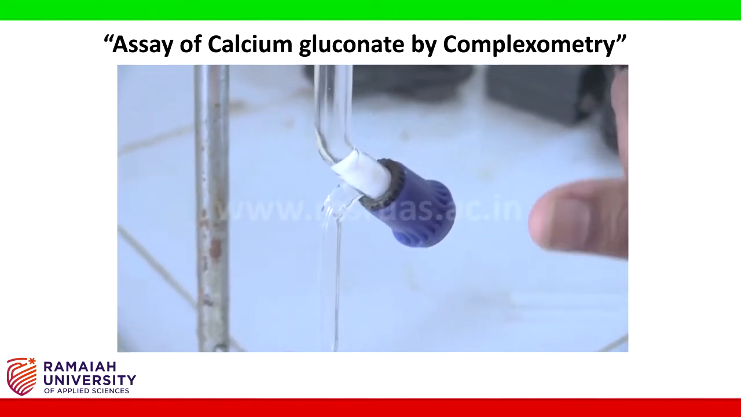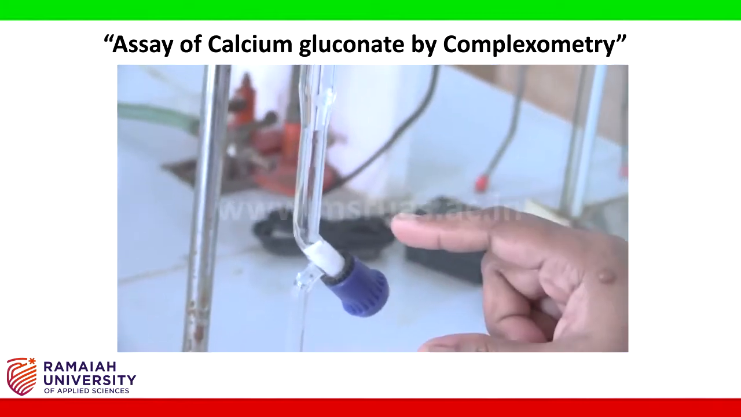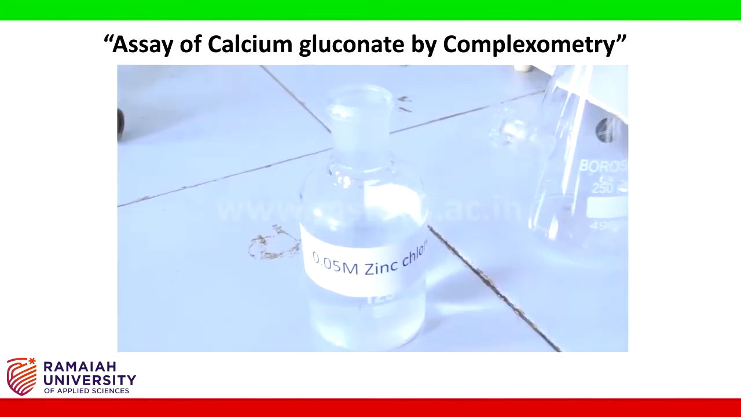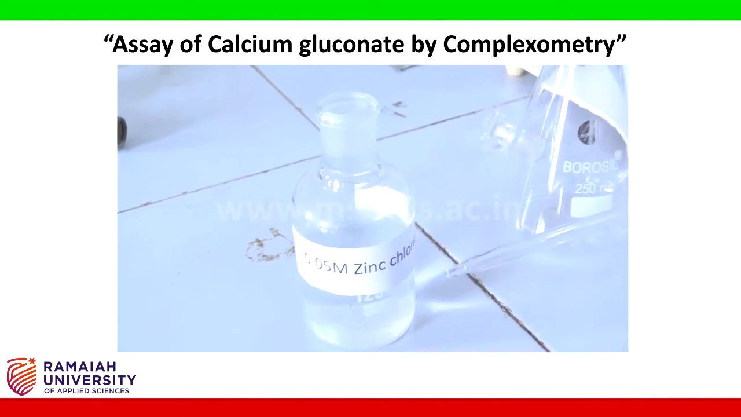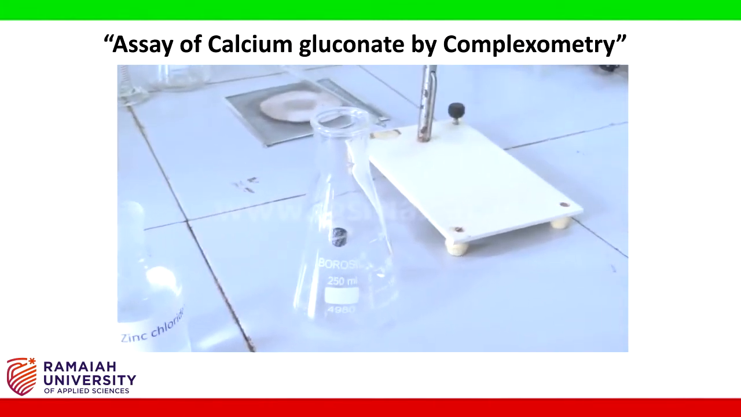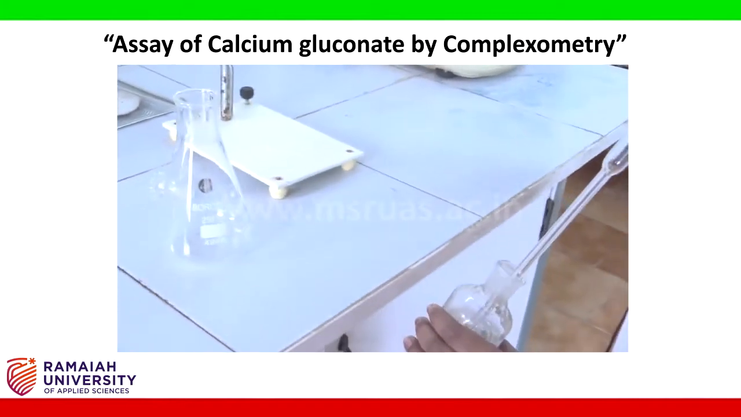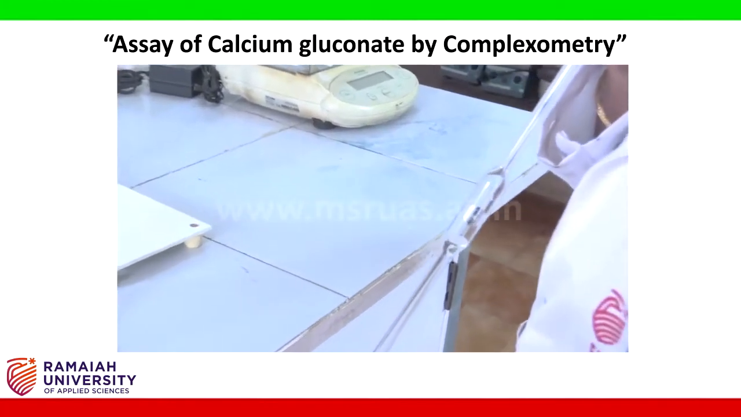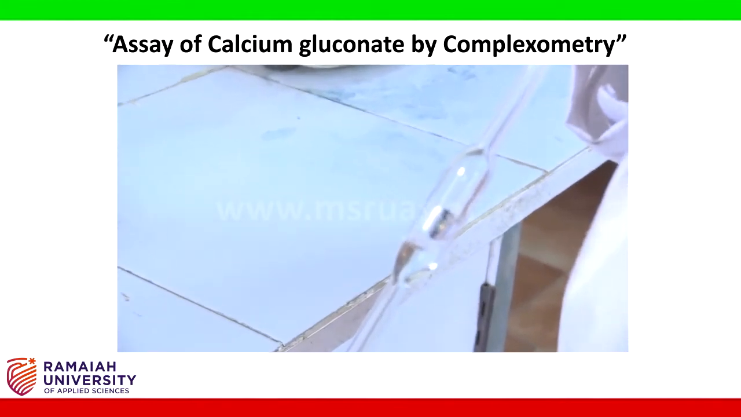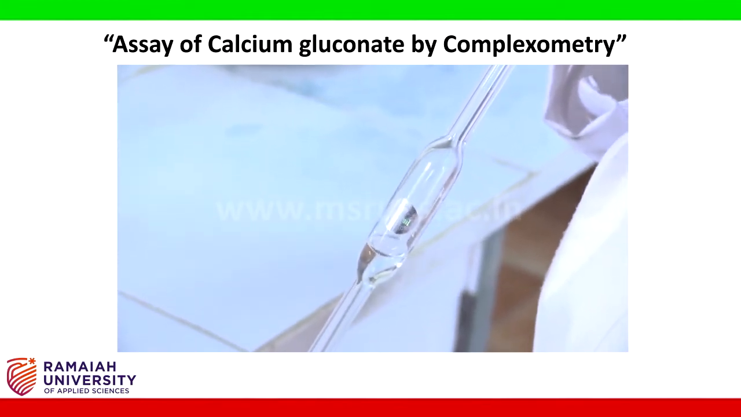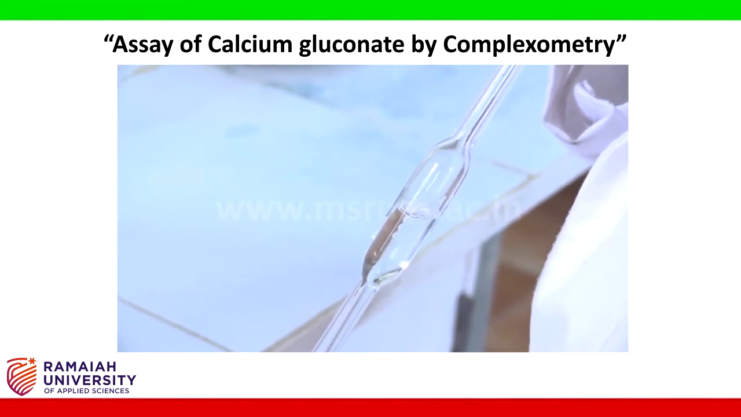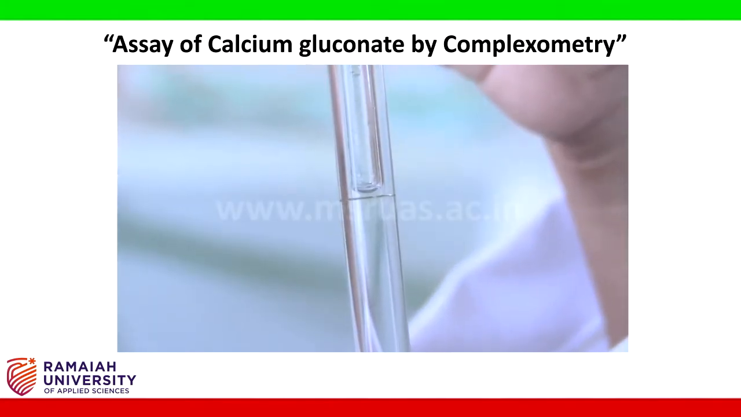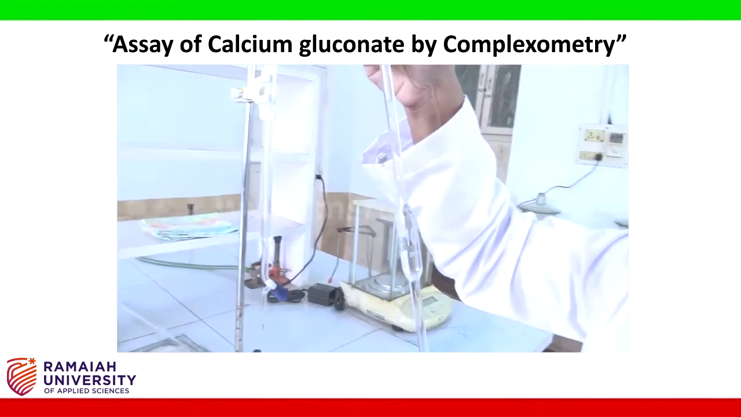After filling the burette with titrant 0.05 molar disodium edetate, pipette out 10 ml of 0.05 molar zinc chloride solution. Transfer 10 ml of zinc chloride solution into the 250 ml conical flask. Fill the solution up to the mark. Transfer into conical flask.